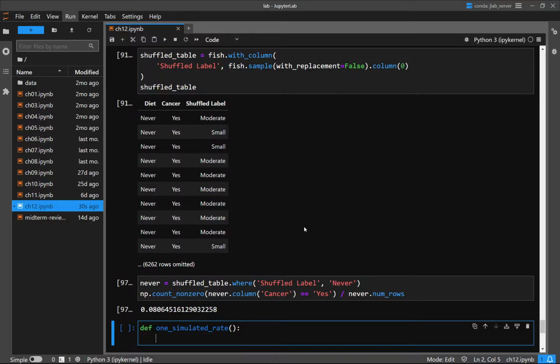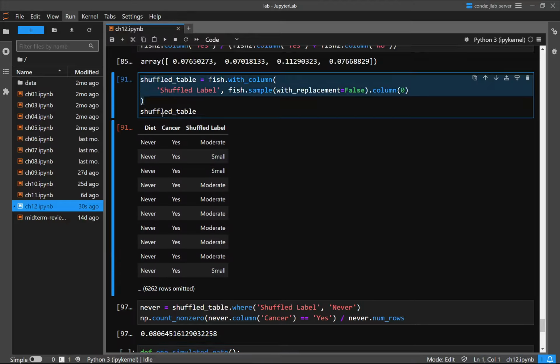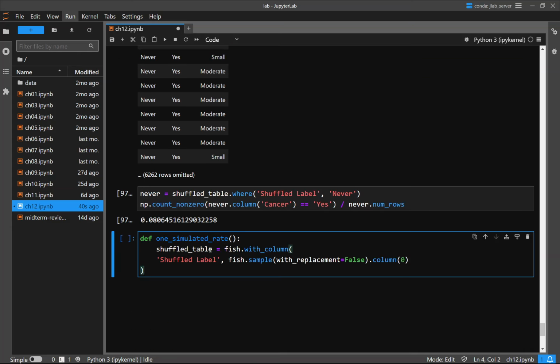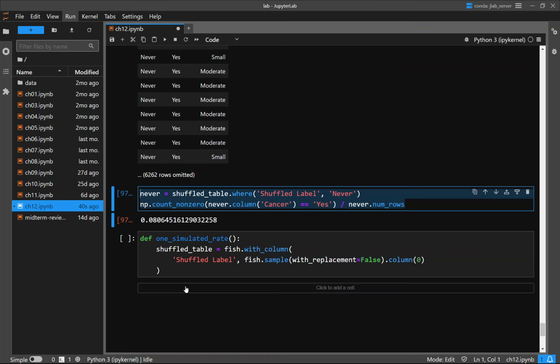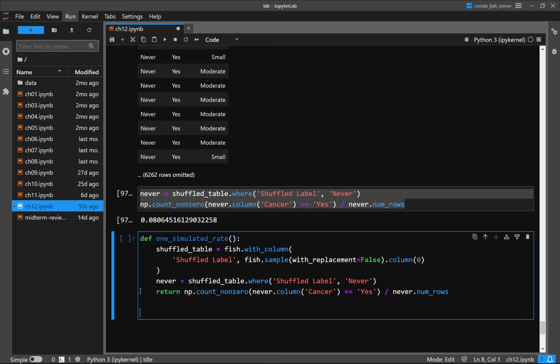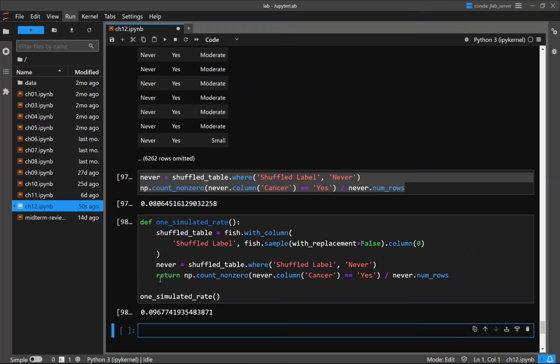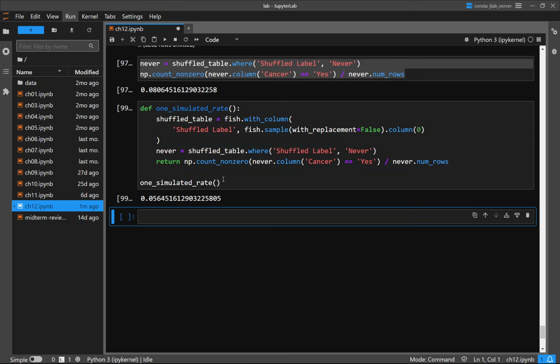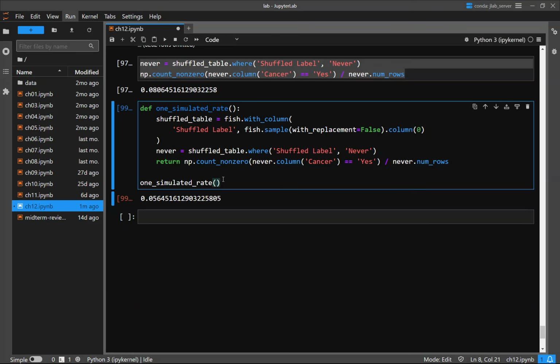Yeah, let's try it. For me, it's as simple as copying and pasting, but you probably had to type it. So here's my shuffle table. And then I want to go into that, get the nevers out, and give back this value that we've calculated here, which will be a return. I always want to give it back with a return now. That's how the functions work. If I call this a bunch of times, now I get different values, one simulated rate, all right?